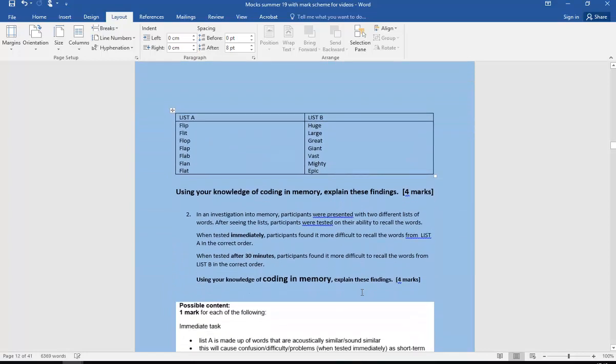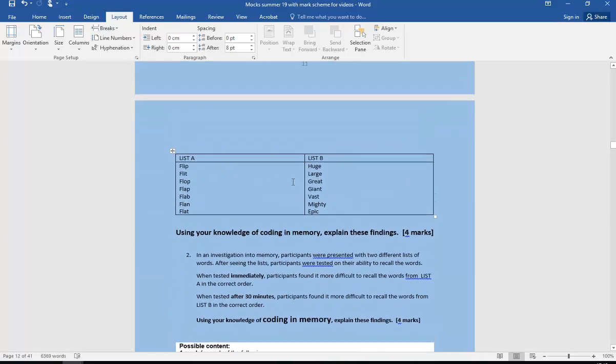So basically, students are given list A and list B. List A sounds similar: flip, flit, flop, flap, etc. List B does not sound similar, but the words mean similar things: huge, large, great, etc. So the question is, using your knowledge of coding in memory, explain these findings. The important thing to focus on is this coding.